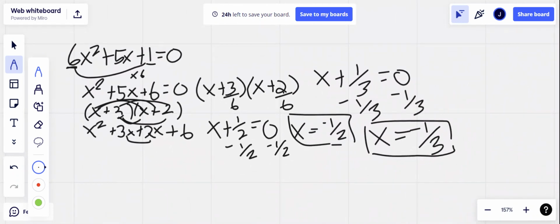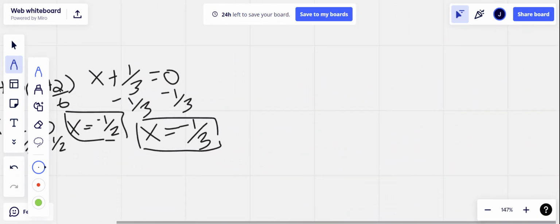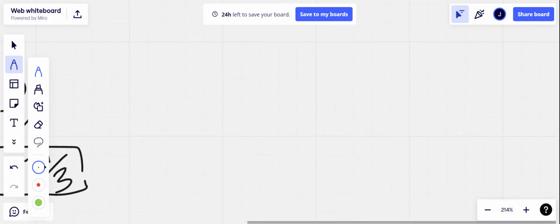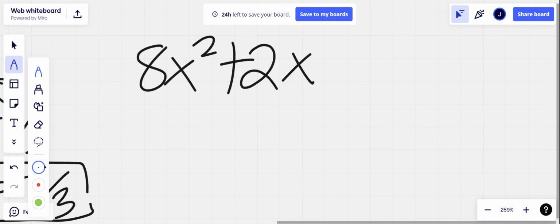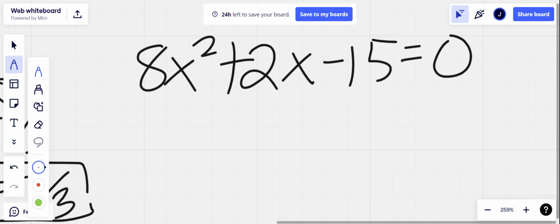Let's do one more example so you guys can get used to it. I'm just going to move this over. Let's do another example. I'm going to do 8x squared plus 2x minus 15. So this is not one that I know of. This one I just used. It's not on the main sheet that I know of. It's just an example this time. So go ahead and follow along.